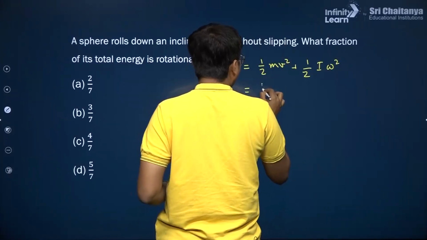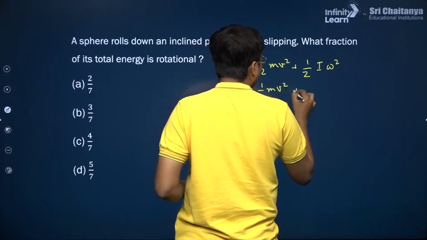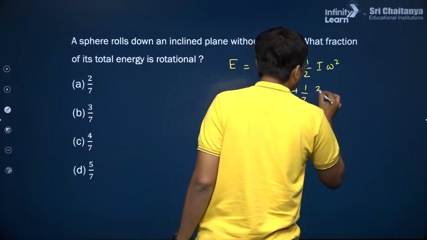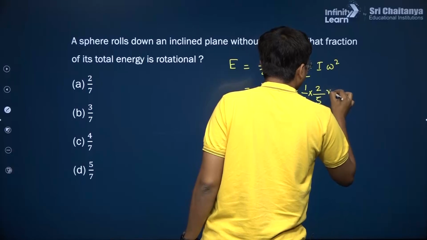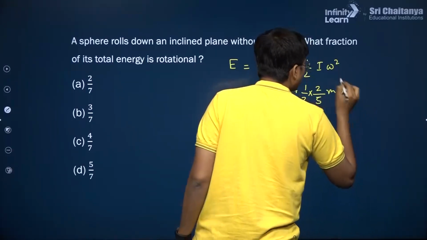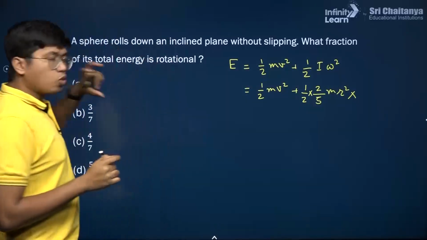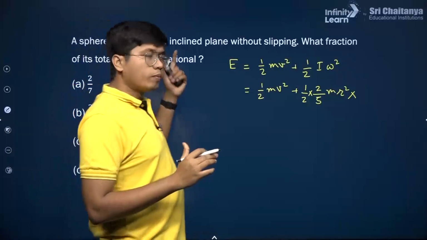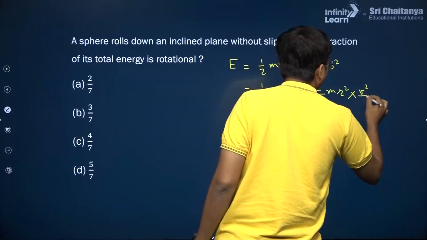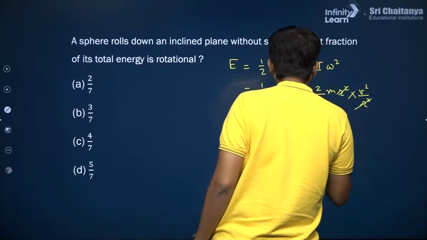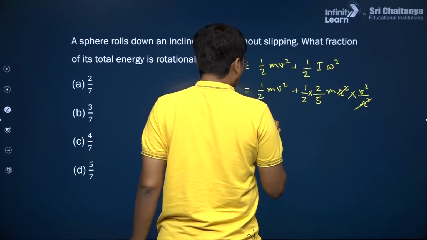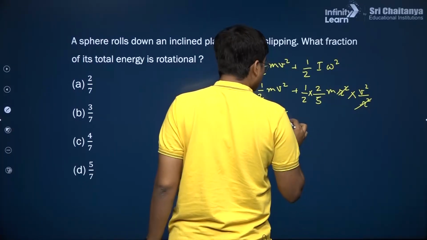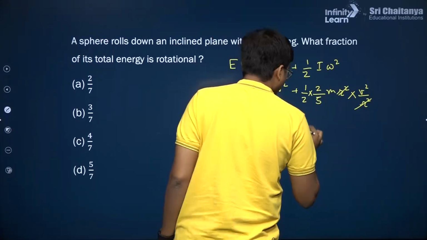Now this can be written as half mv square plus half of, since it's a sphere rolling, the moment of inertia about its center, and that is given by 2 by 5 m r square, where r is the radius of the sphere, multiplied with omega square. Now since there is no slipping, omega is equal to v by r. If there was slipping it would be different, but right now omega is v by r. So we have v square by r square. Cancel out the r squares. You have this as half mv square into 1 plus 2 by 5, that is 7 by 5, right?